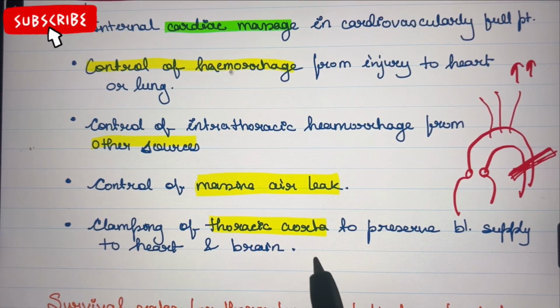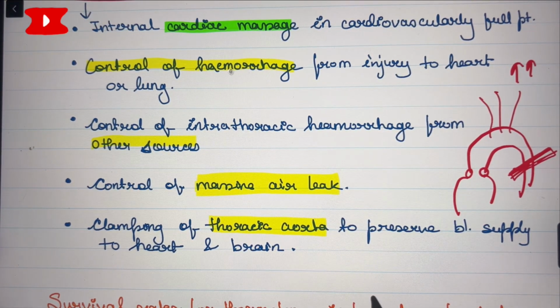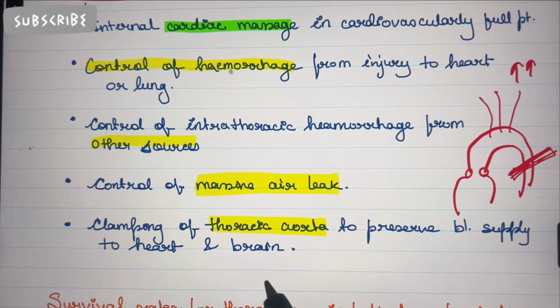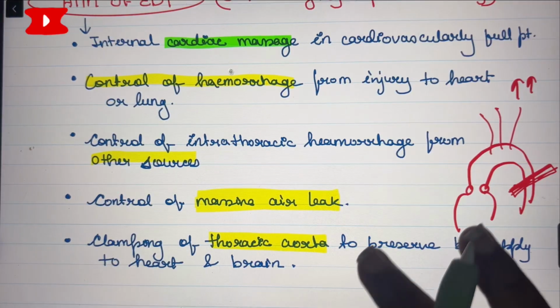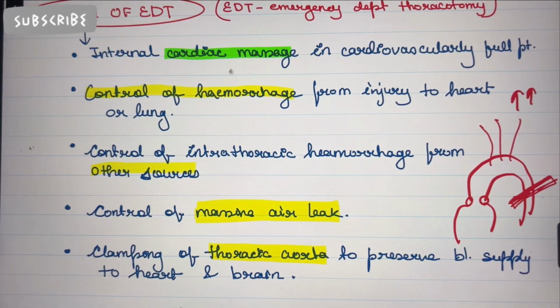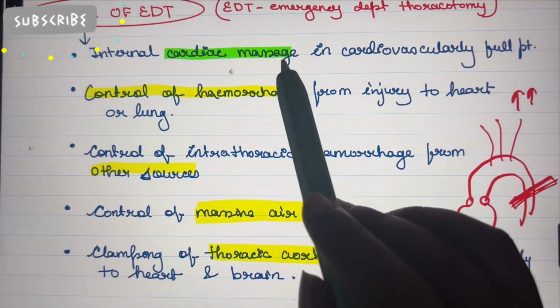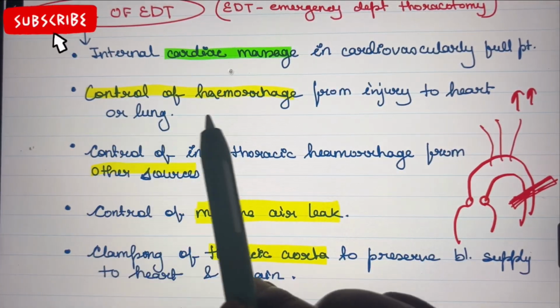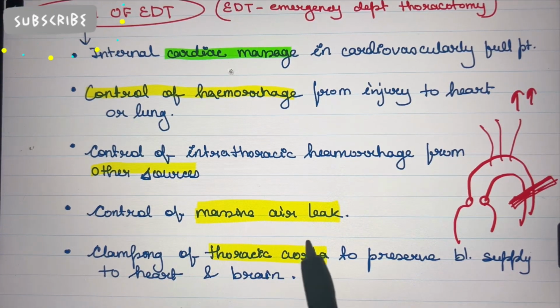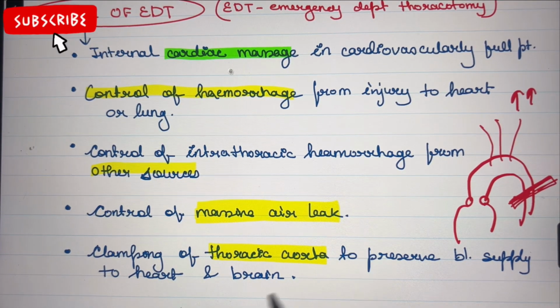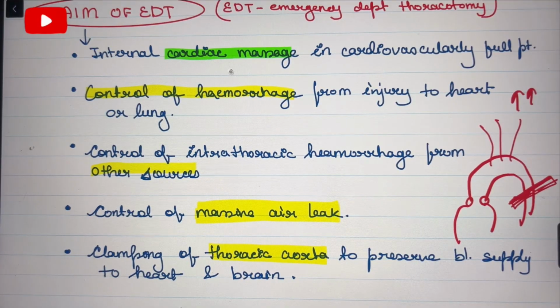So we are clamping the thoracic aorta so that we can maintain blood supply to the heart and the brain of the patient. So these 5 points you have to remember, the aim of emergency department thoracotomy, why we do emergency thoracic surgery. Number 1 is cardiac massage. Number 2 is control of hemorrhage from heart and lung, control of hemorrhage from other sources. If there is a massive air leak, we have to control that, and clamping of thoracic aorta is done.